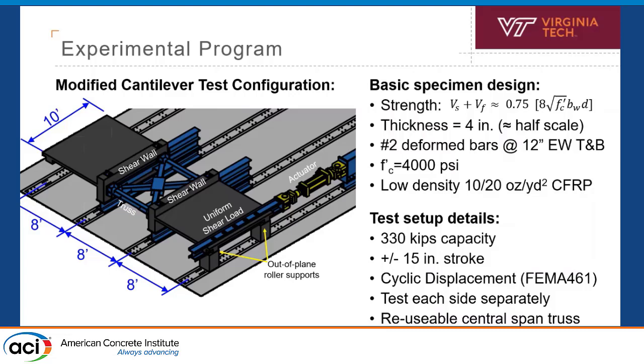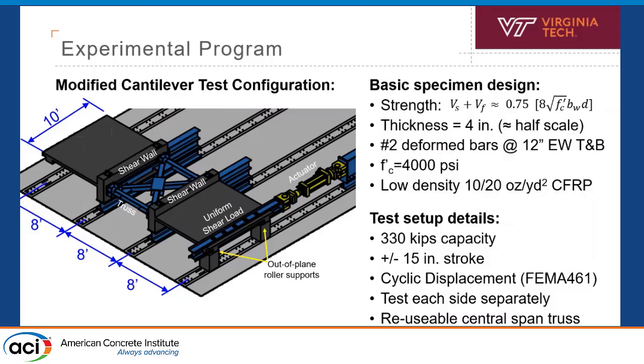You see right here a schematic 3D view of my project. Basically, the setup incorporates 2 specimens into one iteration here. They are tested separately. They're about half scale, 10 by 8 feet in plan dimension, 4 inches thick, with 4,000 psi nominal concrete strength. And we're using a low density fabric, 10 or 20 ounce carbon fabric. We're using carbon because that's what you most typically see in industry. And you might say, okay, why are you using low density fabric? They're using 40 ounce stuff in the field.